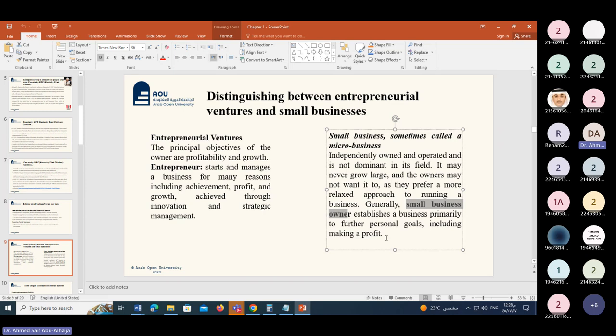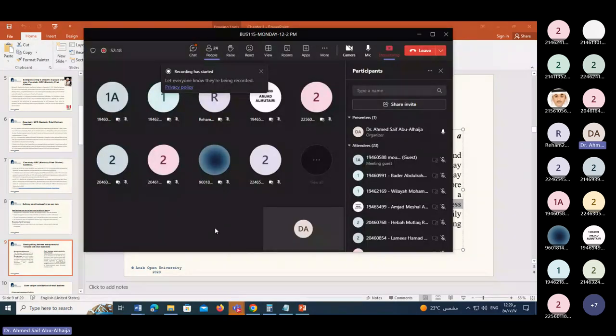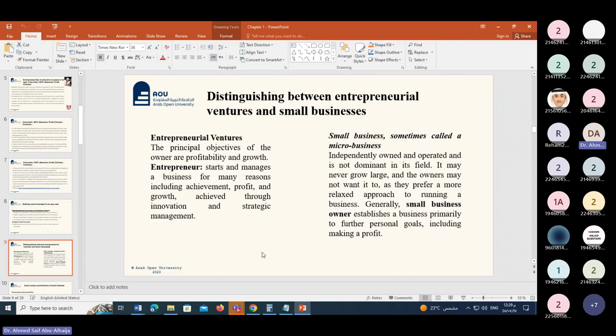Do you understand the difference? You got me, guys? Yes. Once I ask, answer. What's your name? Dalal. Thank you, Dalal, for your participation. Okay? It's good to hear your voice, guys. I know some of you are working, I am aware of that. But generally, for the people who say their name, I will reward you. Don't forget that. Okay. That's the main difference between the entrepreneur and the small business owner.